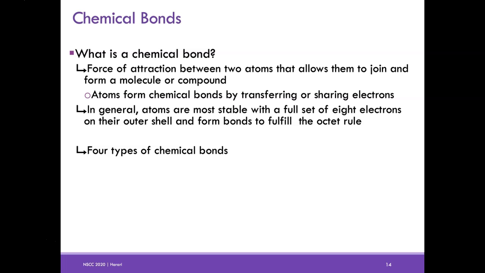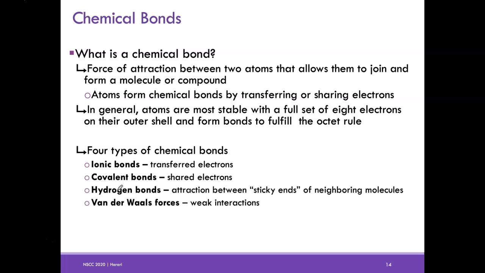But there are 4 different kinds of chemical bonds we'll talk about in this class. And again, chemical bonds are happening because atoms want to have a full set of electrons on their outermost shell to be most stable. So chemical bonds happen because atoms want to be more stable. They can do an ionic bond. That means electrons could be transferred. There could be electrons being shared between 2 atoms in a covalent bond. You can have a hydrogen bond, which is a very weak attraction between sticky ends of neighboring molecules. Or you can have what are called van der Waals forces, which are very, very weak interactions that we're not going to talk too much about in this class.